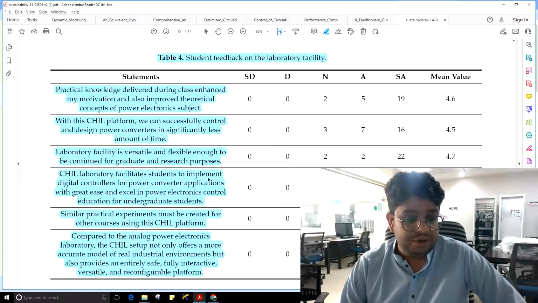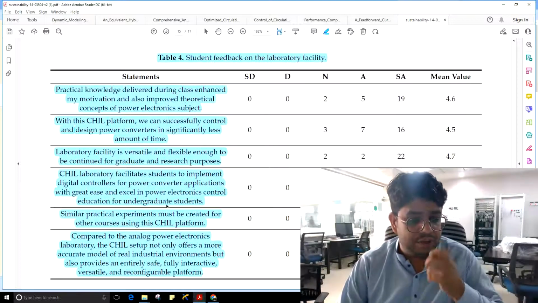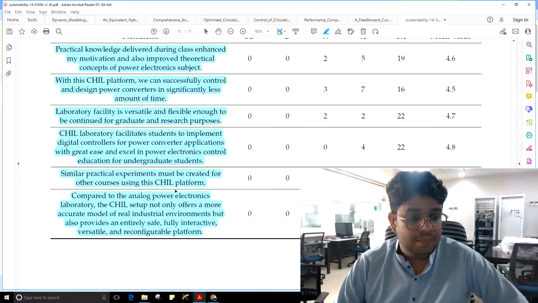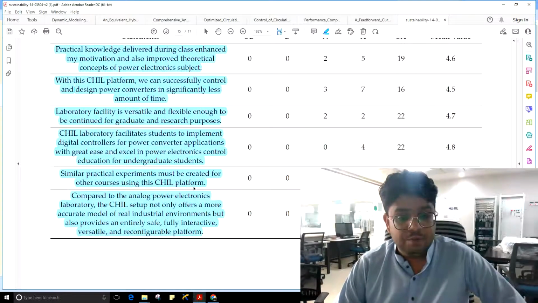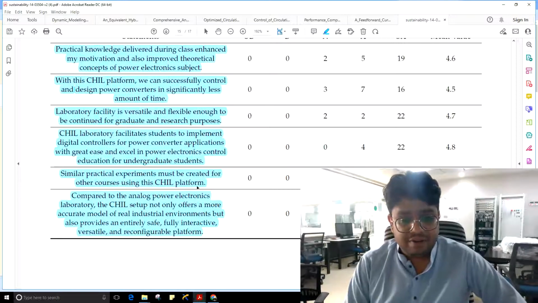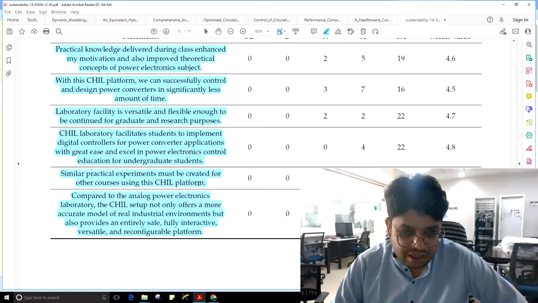The laboratory facilitated students to implement detailed control for power converter applications with great ease and excel in power electronics control education for undergraduate students. Similar practical experience must be created for other courses using this hardware in the loop platform. So this laboratory is not only restricted to power electronics teaching, but can be utilized for other subjects as well.